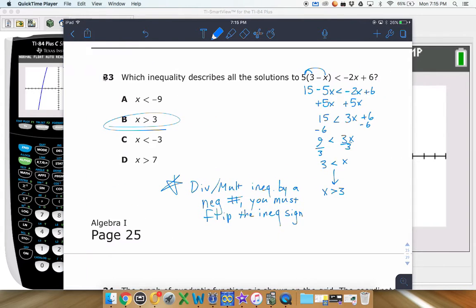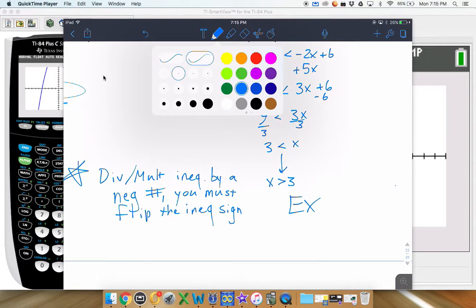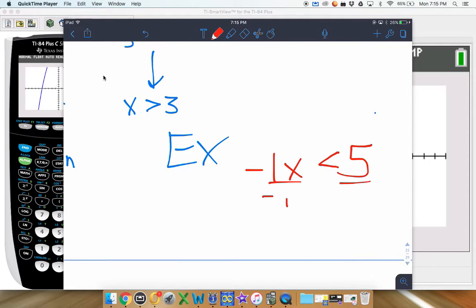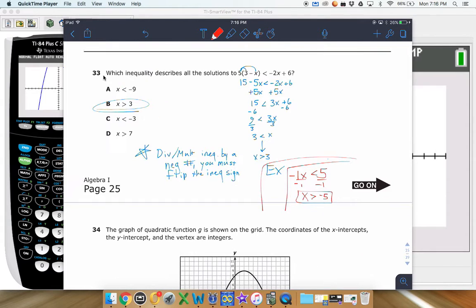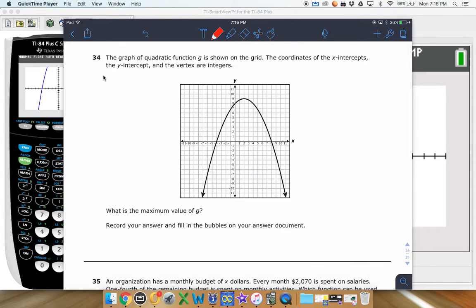So we didn't see that one here, but say you had -1x is less than 5 or something like that. You'd have to divide both sides by -1, and then that means x is greater than -5. So you got to flip it around there. Just be careful on something like that. That's like its own example right there. We didn't see that come up, but they might try to throw that at you, so be on the lookout for that.